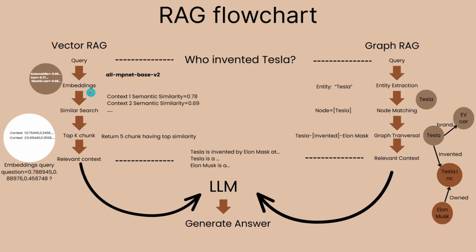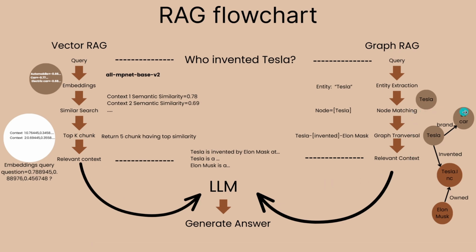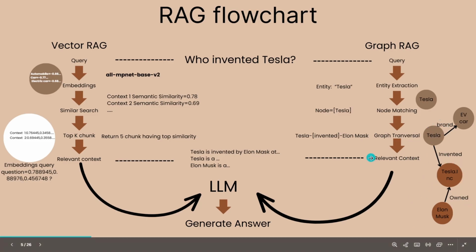Embeddings are used to convert words that have similar meanings into similar vectors. When the user asks, it will search for context whose embeddings are similar to the query, pick the top 5 chunks with the highest similarity, and pass the relevant context to the LLM. But for GraphRAG, it will search for the nodes and perform the graph traversal. You can see Tesla, then invented by Tesla company, then owned by Elon Musk, and it will get the facts from these nodes and pass them back to the LLM.